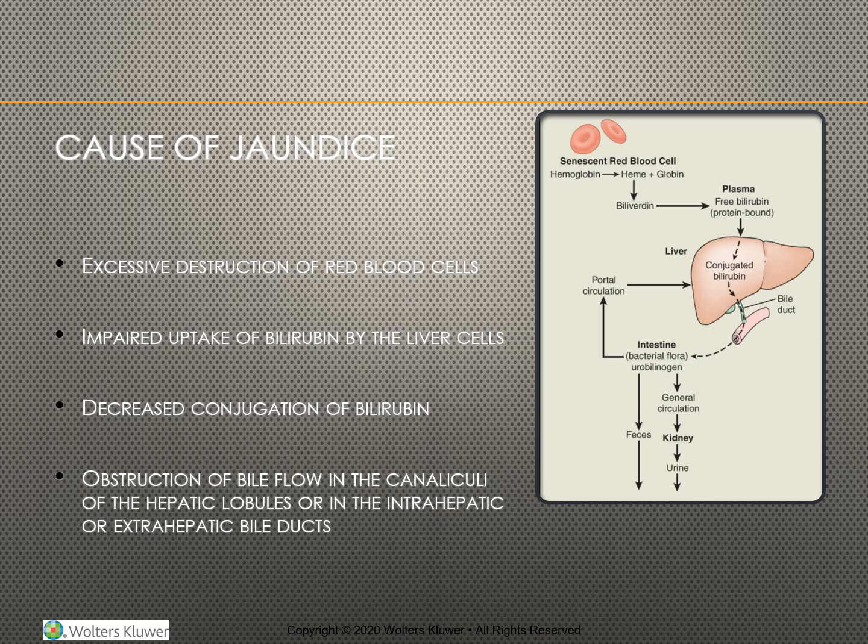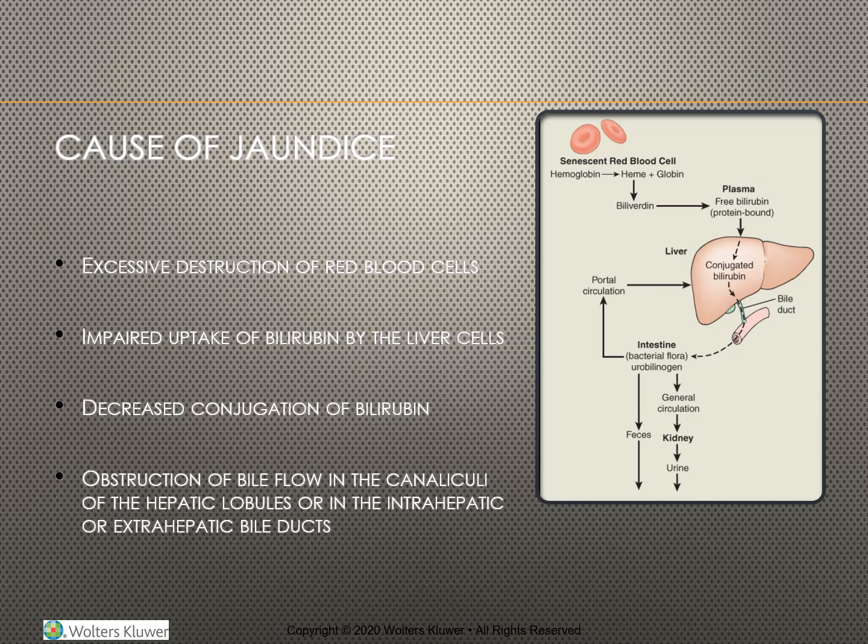So let's talk a little more about jaundice and what it is and why it occurs. Jaundice is that distinctive yellowing color that people get to their skin, and it's caused by an increase in the amount of bilirubin in the serum. There are a lot of different things that can increase bilirubin, but essentially bilirubin is a byproduct of the breakdown of red blood cells. So one thing that can cause jaundice is excessive destruction of red blood cells.